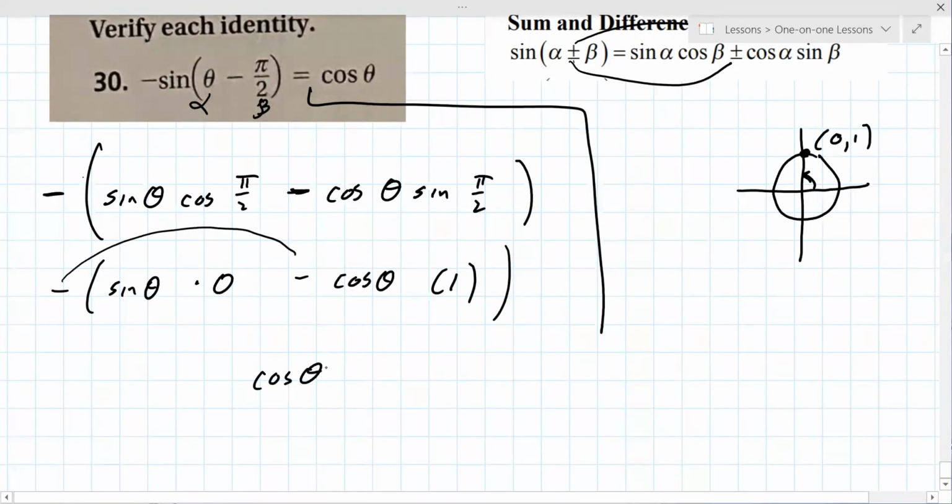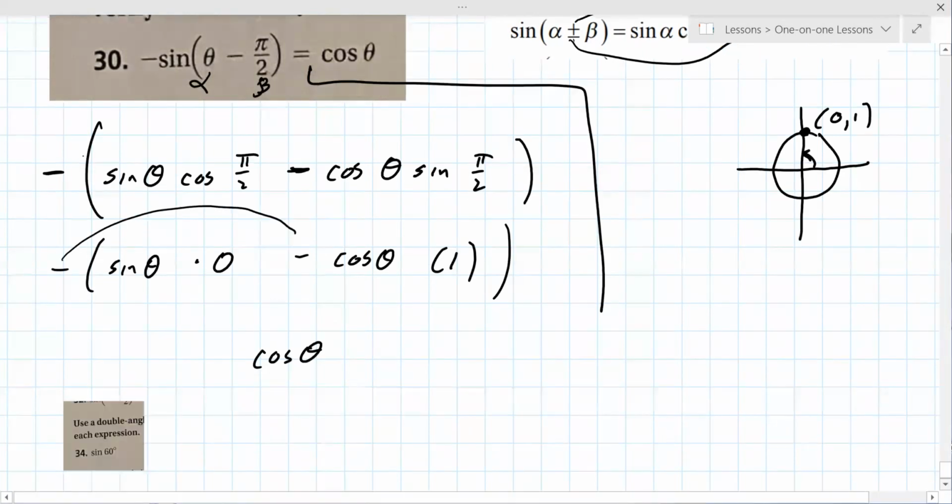So at the heart of this problem is, can you use the sum and difference formula? And that's kind of up to you to see if you can do that. Let's do 34 through 36. Okay, we'll do 34, and then we'll probably do one of the half angle ones.